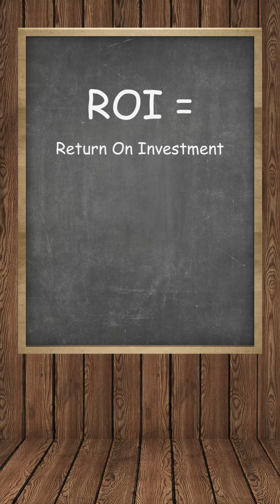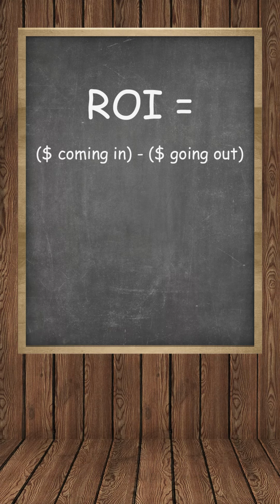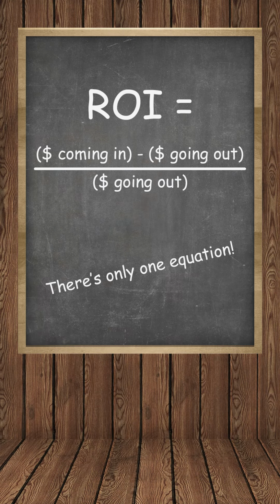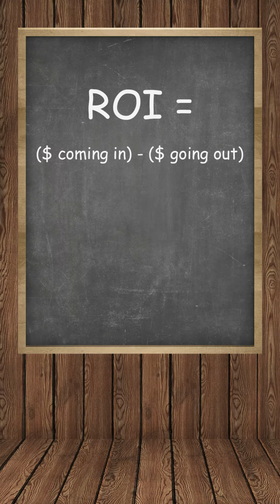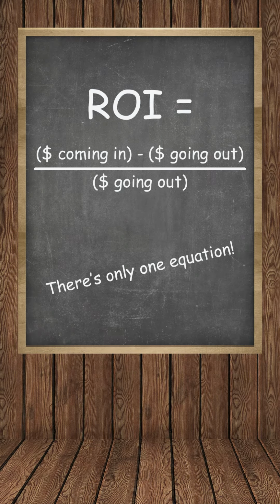Some things make me say, what the f-? ROI, return on investment. It's really straightforward to calculate. Top, bottom. The top part of the equation is how much is coming in minus how much is going out, over how much is going out. That's it. Top, how much is going in minus how much is going out, over how much is going out.